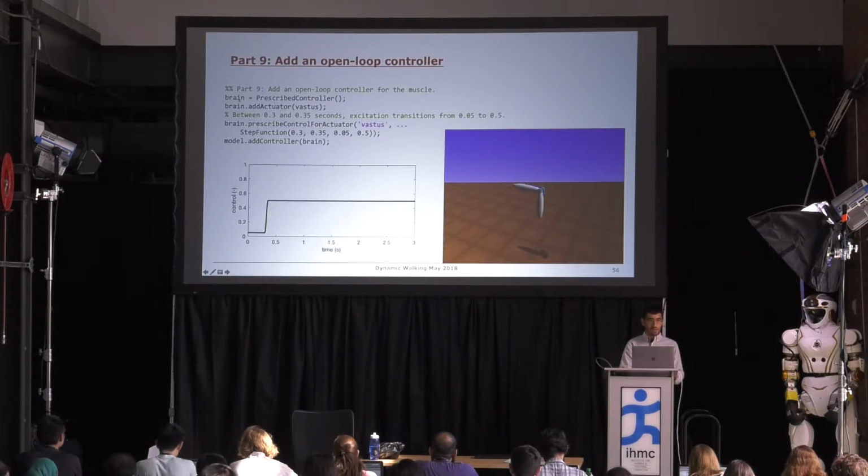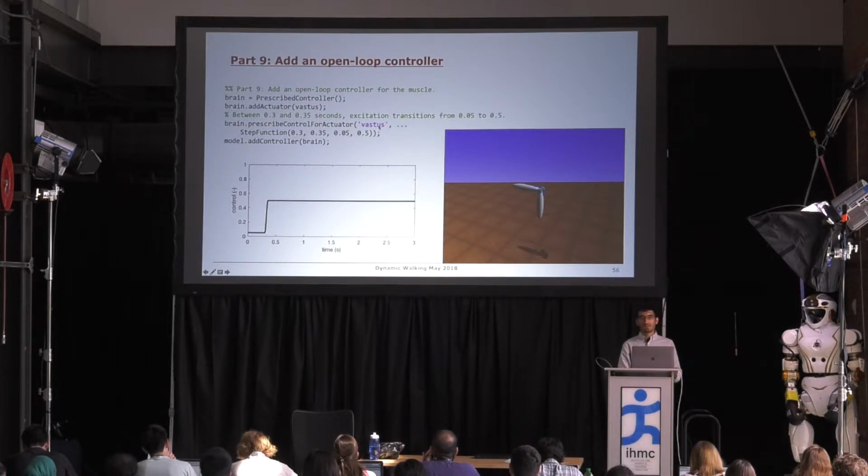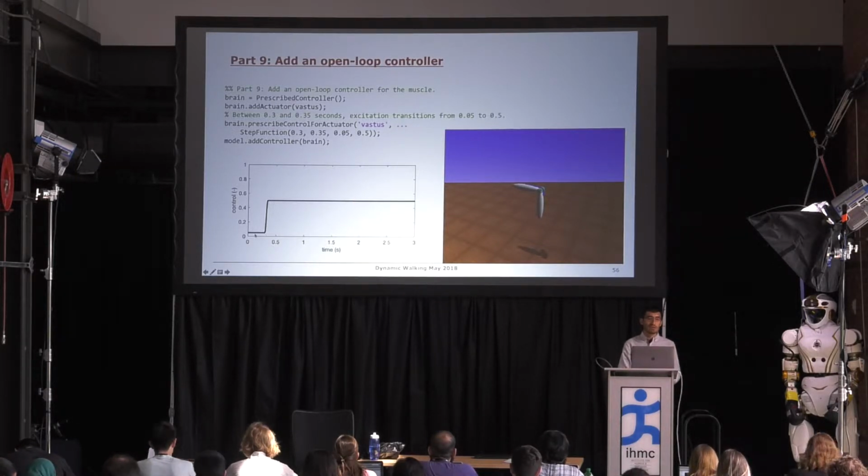I've named it brain here, and then you can add the muscle to the brain controller, and then the controller has a function, prescribed control for actuator, which has 2 arguments. The name of the actuator, so in this case vastus, and then a function of time, which is shown here. So we have a step function, and the first 2 arguments indicate the time over which you want to transition between 2 different control signal values. So between 0.3 and 0.35 seconds, we want to transition from a control signal of 0.05 to 0.5. So this graph shows a control signal as a function of time.